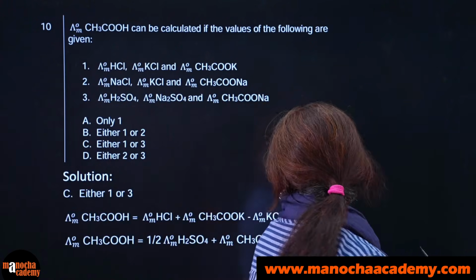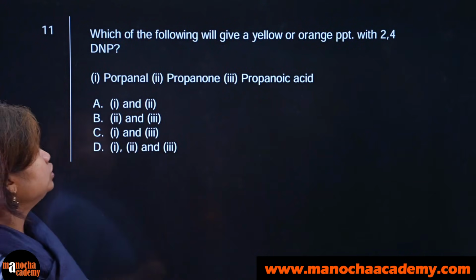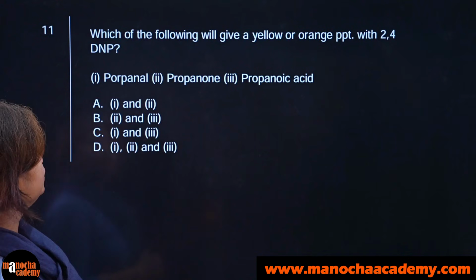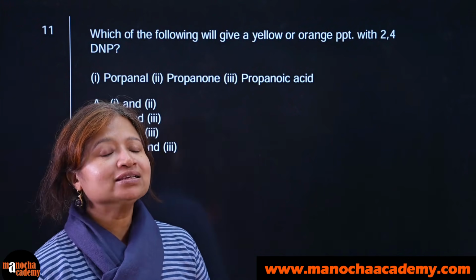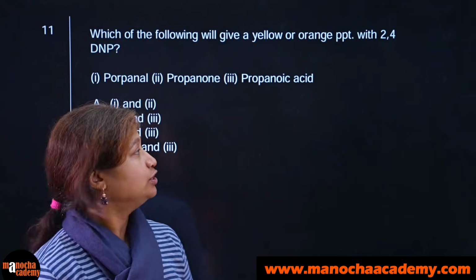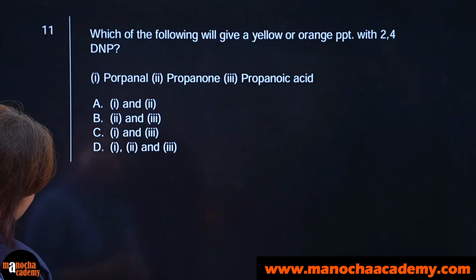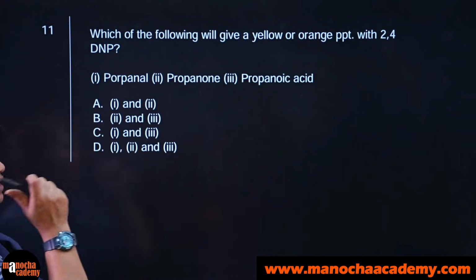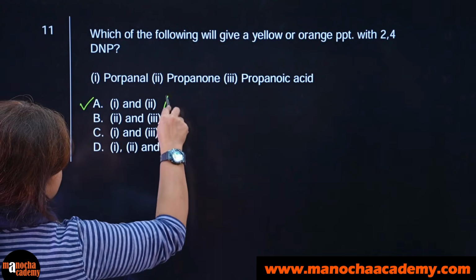So after this, we'll move to this question. Which of the following will give a yellow or orange precipitate with 2,4-DNP? Now, we know that ketones and aldehydes both respond to the 2,4-DNP test, but carboxylic acid doesn't. So keeping that in mind, propanal and propanone both will give, but propanoic acid will not. So 1 and 2 should be the answer, which we have in option A. Carboxylic acids don't respond to this test. So this is the answer.